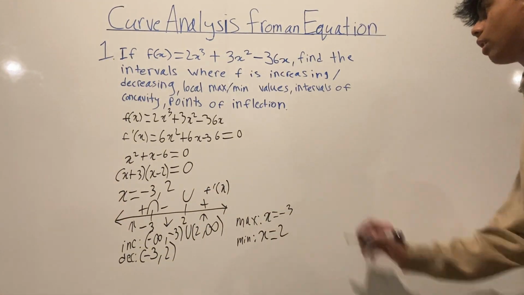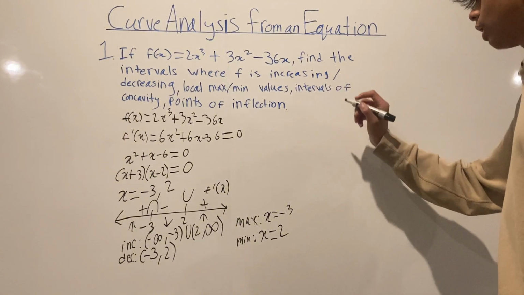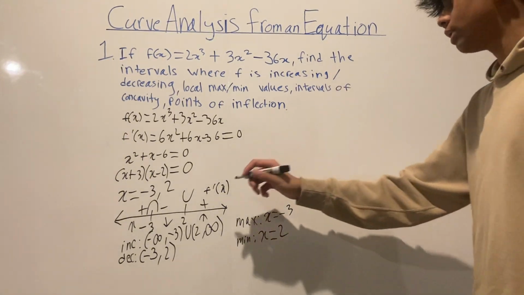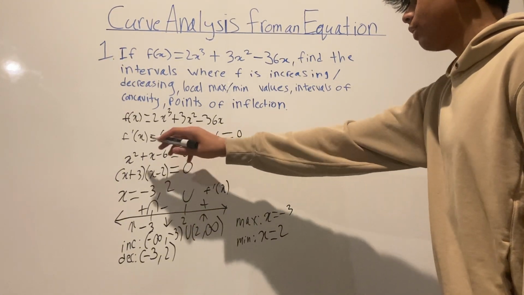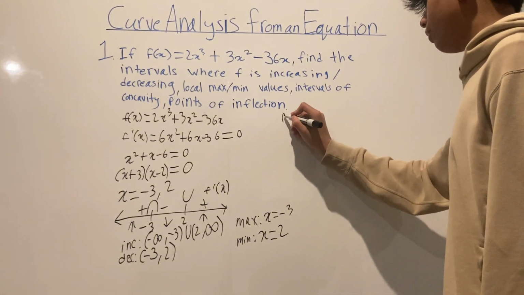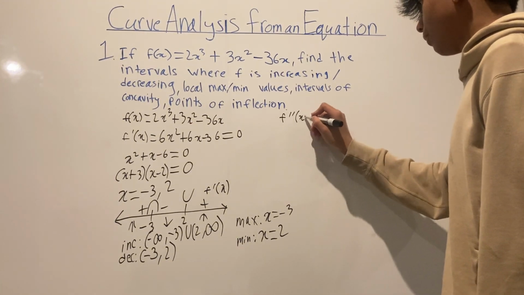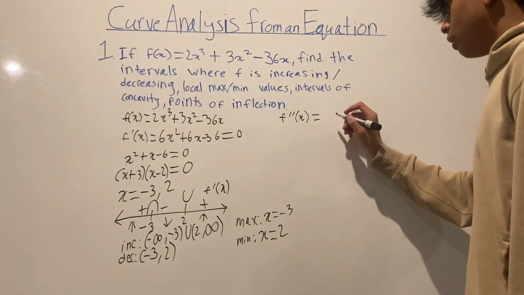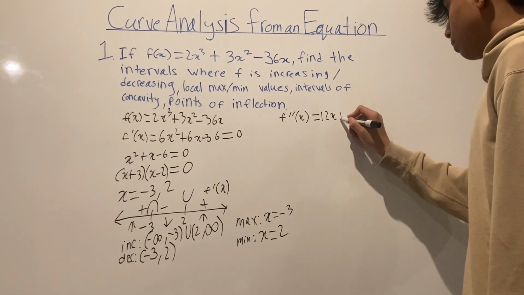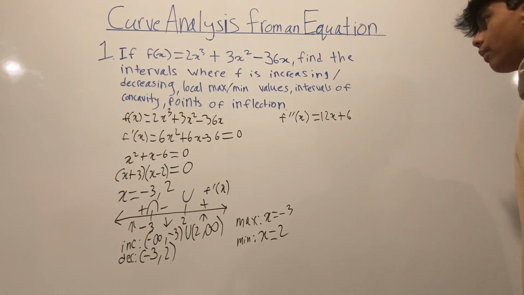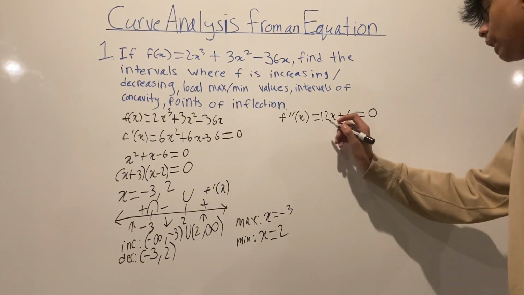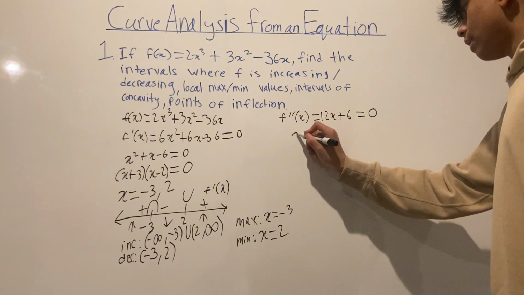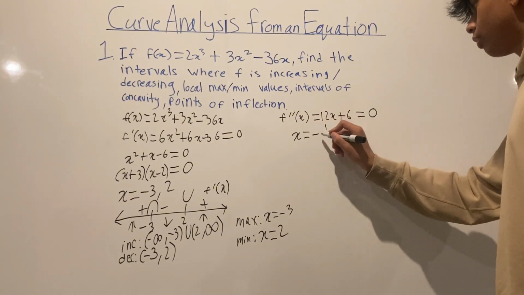Now let's find our points of inflection and the intervals of concavity. To do that, we need to have the second derivative graph. And to do that, we need to just differentiate the first derivative. So f double prime of x equals 12x plus 6. And to find it, once again, we need to set this equal to 0. And now if we just solve for x, we're going to have x equals negative 1 over 2.